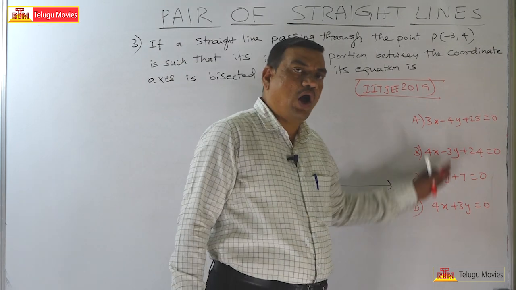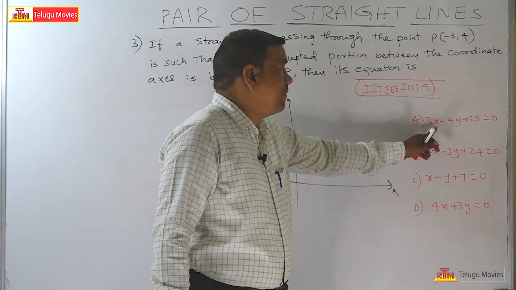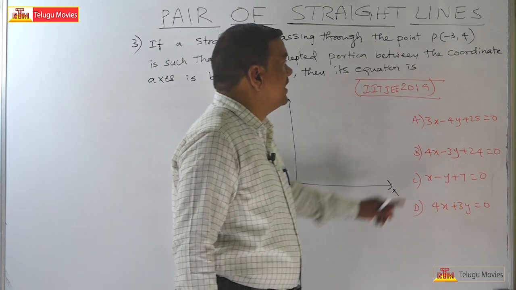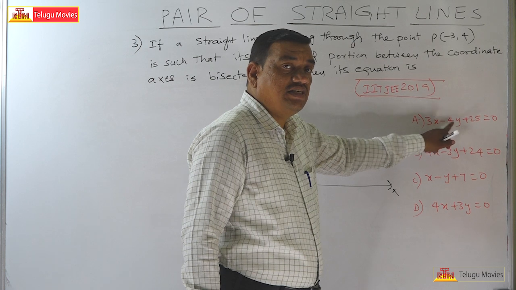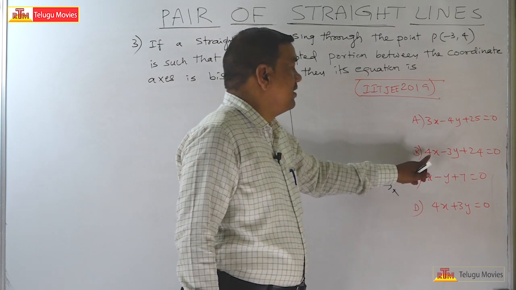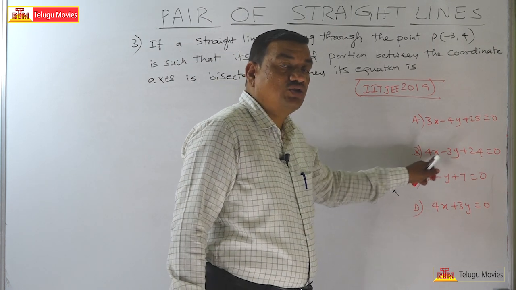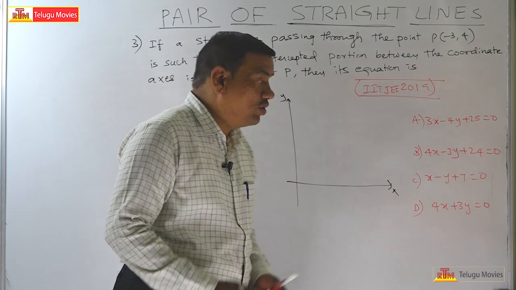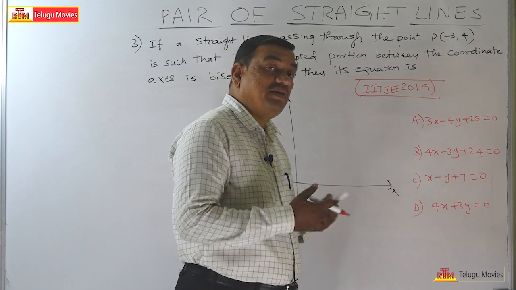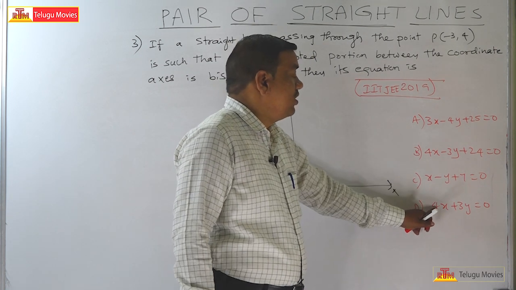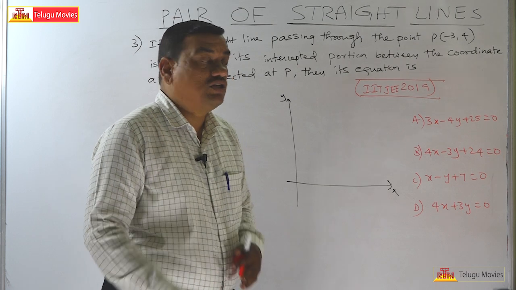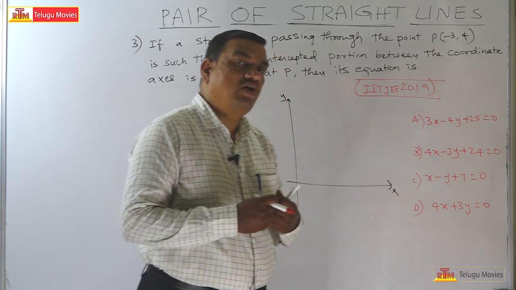Actually, you can do option verification. Wherever x is there, substitute minus 3, and wherever y is there, substitute 4. Here we get minus 9, minus 16, that is minus 25, plus 25, 0. Here minus 12, minus 12, minus 24, plus 24, 0. Here minus 3, minus 4, minus 7, plus 7, 0. Here 4 into minus 3 is minus 12, 3 into 4 is 12, minus 12 plus 12, 0. That means the point P satisfies all the equations.